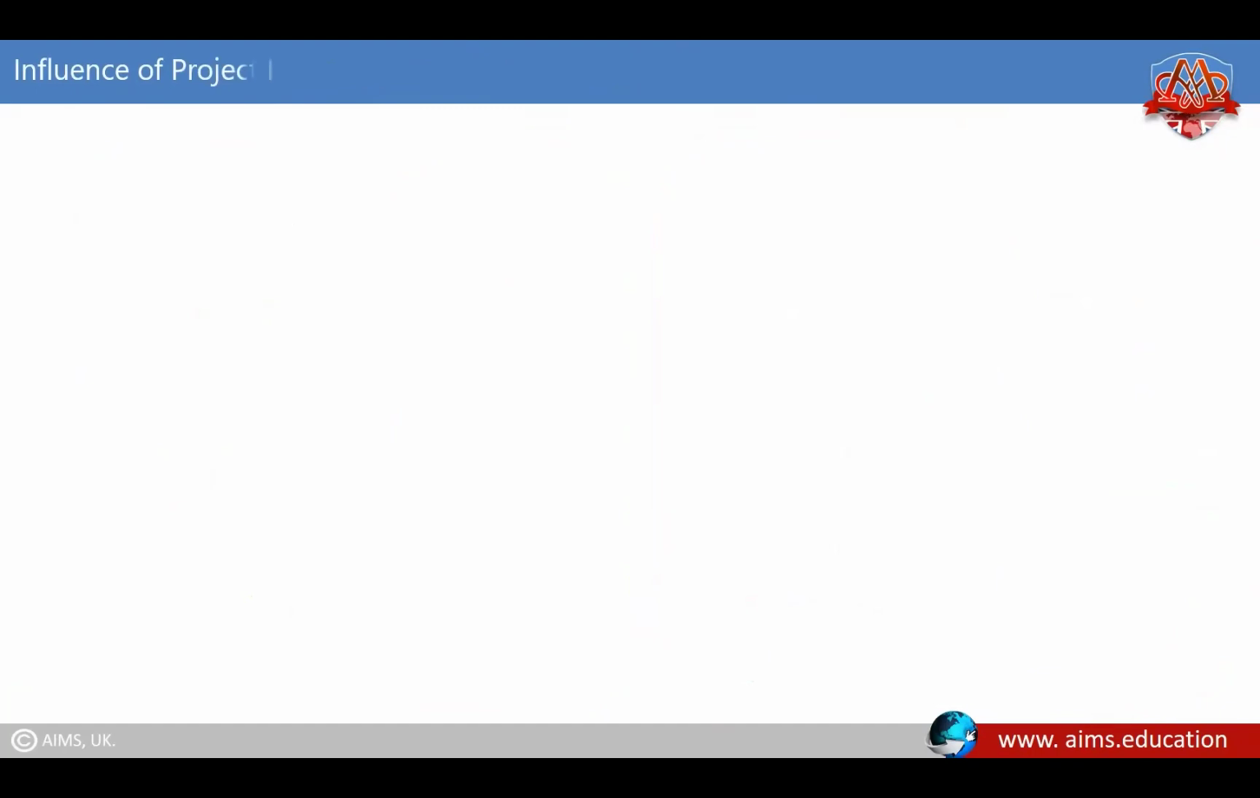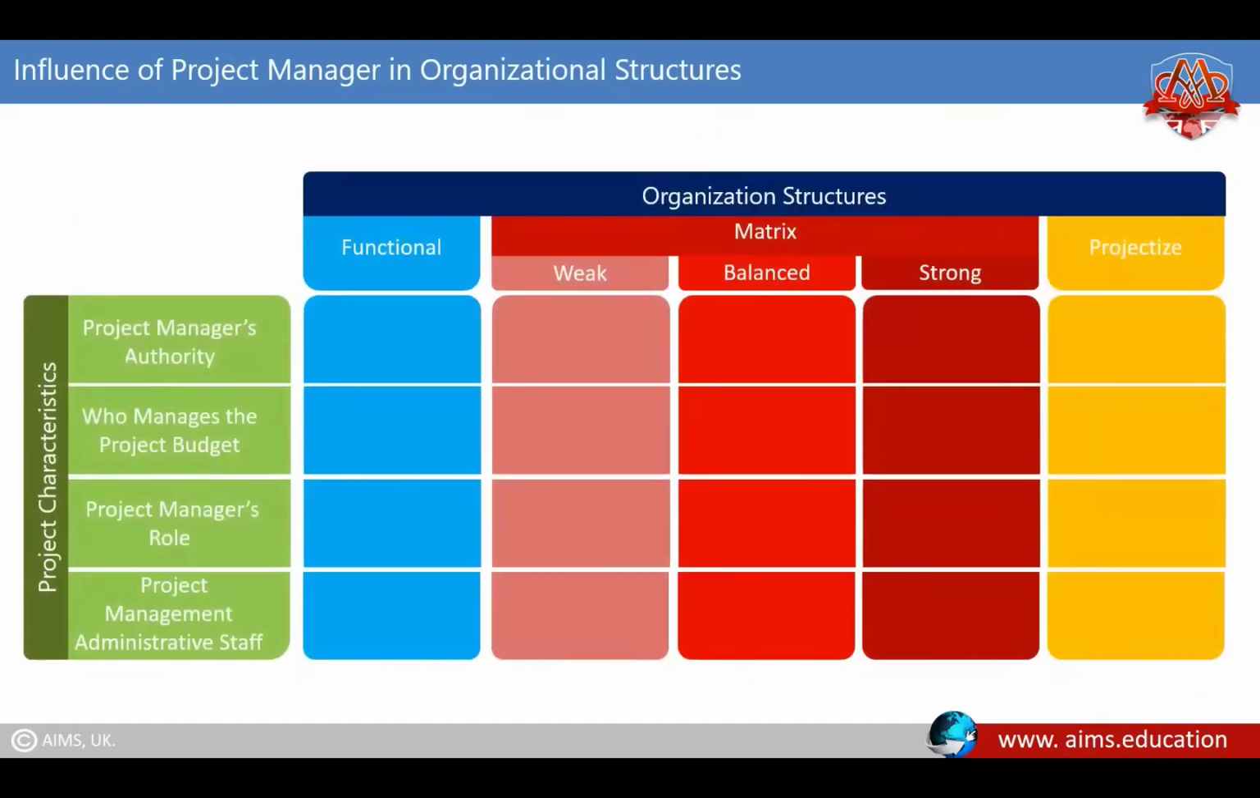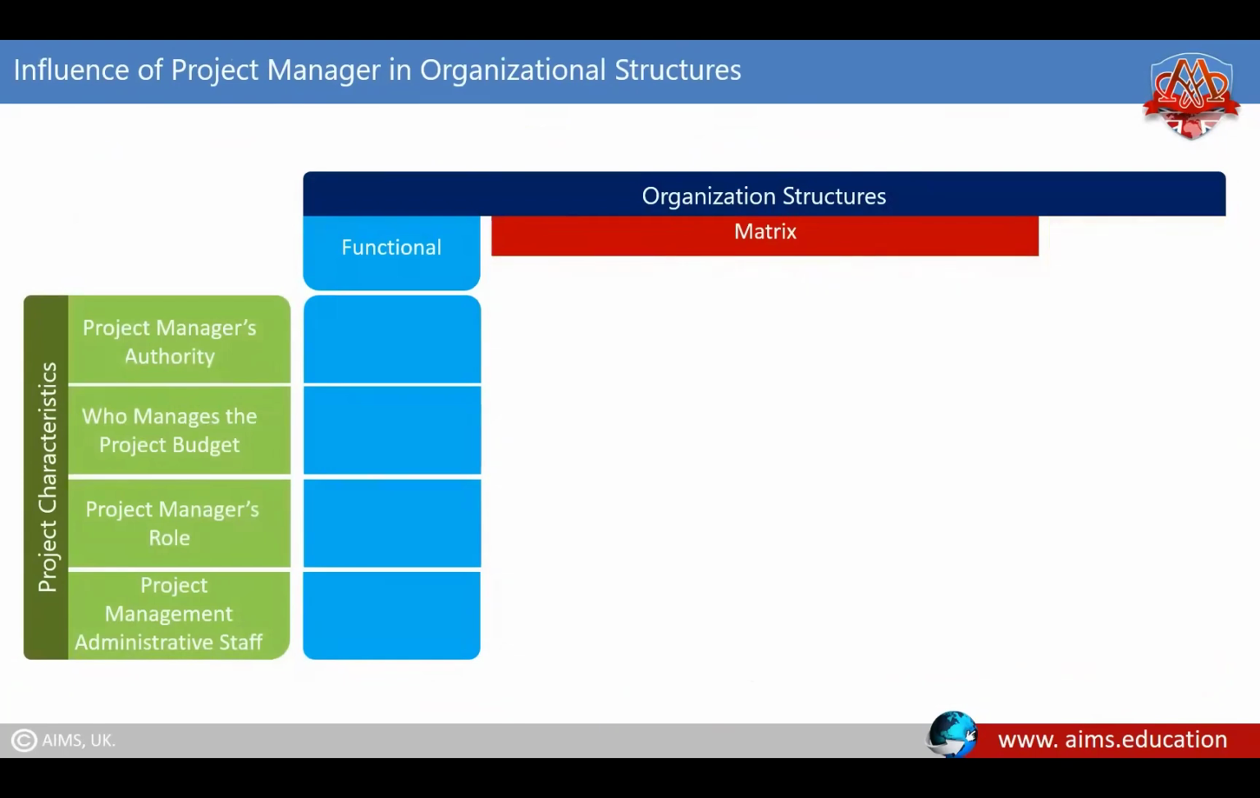The influence of project manager in different organizational structures is explained below. In functional organization structure, the project manager has little or no authority and is often a part-time person that has a part-time project management administrative staff. The functional manager manages the project budget. The functional structure is the weakest of all.